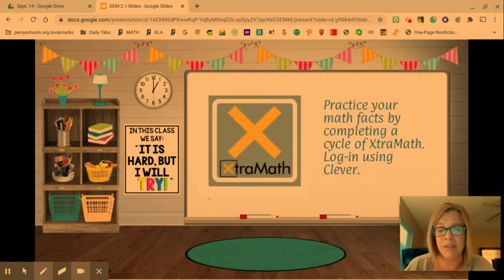And finally, you will be working on practicing those math facts so that you're able to do these problems hopefully a little bit easier. So you're going to be going to Extra Math and you're going to log in using Clever. If you have questions, email me.